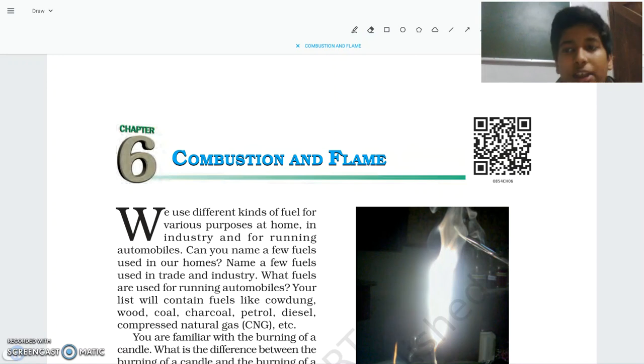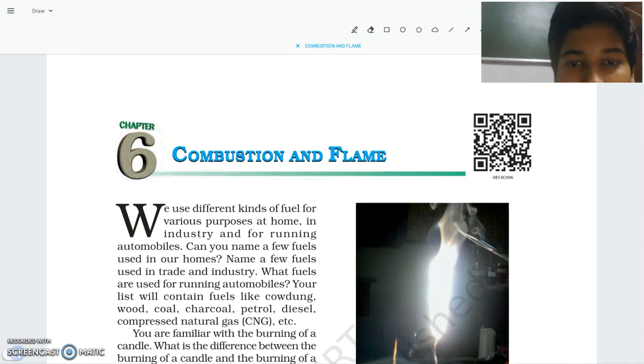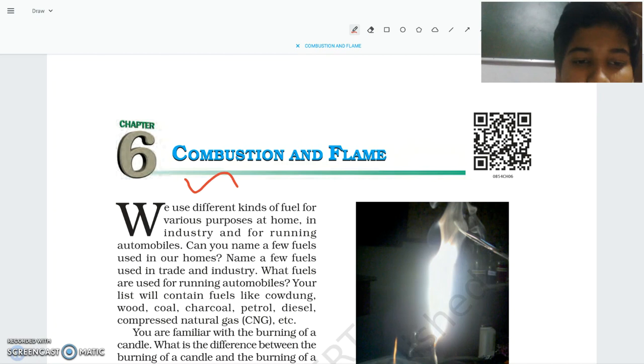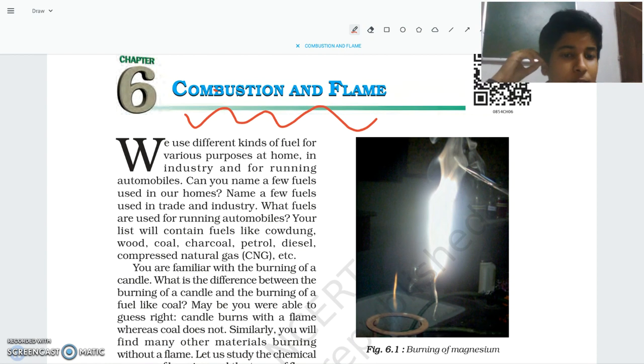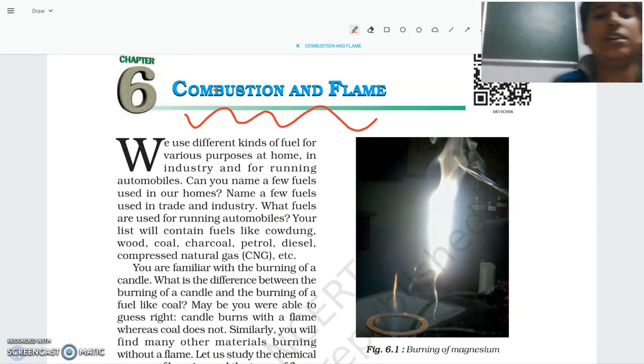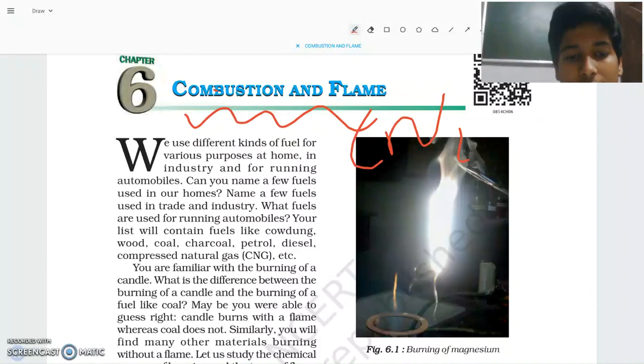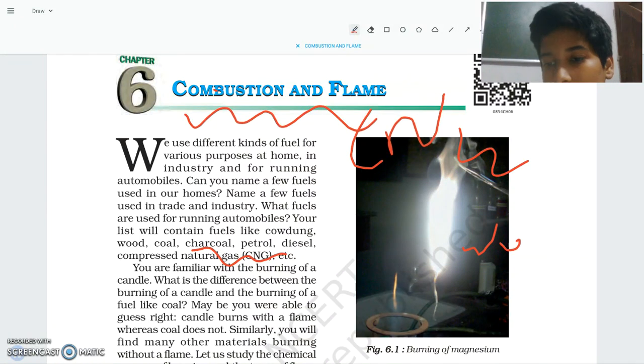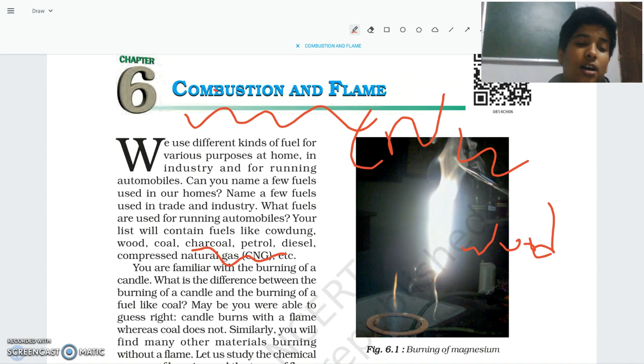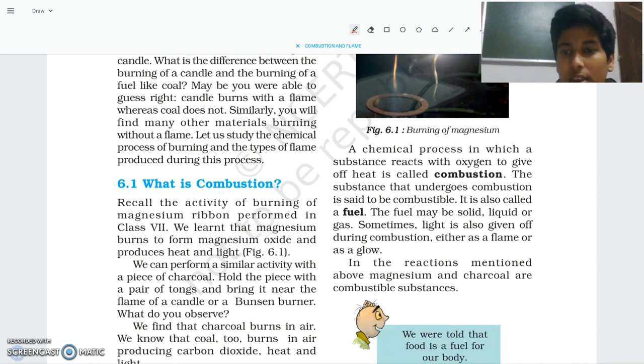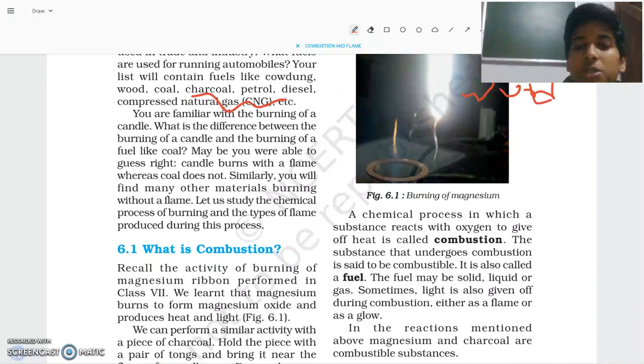So today our topic is combustion and flame, and by this we mean: what is combustion and what is flame. Starting with combustion and flame, we should first recall CNG, which was studied in the last chapter. CNG, charcoal, petrol. Charcoal is made by burning wood, and therefore it is a better fuel than wood. Now this is burning of magnesium.